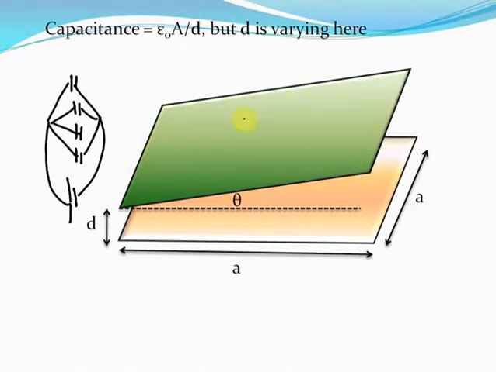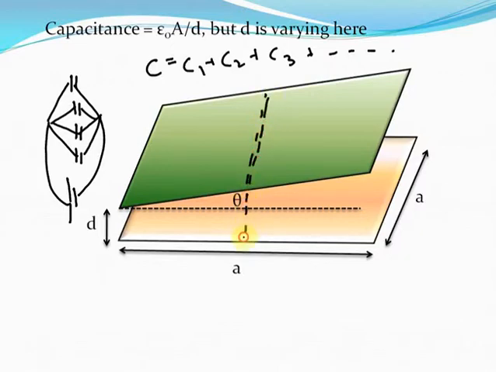Now we know that in case of parallel connections, the equivalent capacitance C is C1 plus C2 plus C3 and so on. So in this case, if we take all the capacitances of the elemental strips, we can directly add them up, and the sum of all these mini capacitances will be equal to the net capacitance of this two plate system, isn't it?